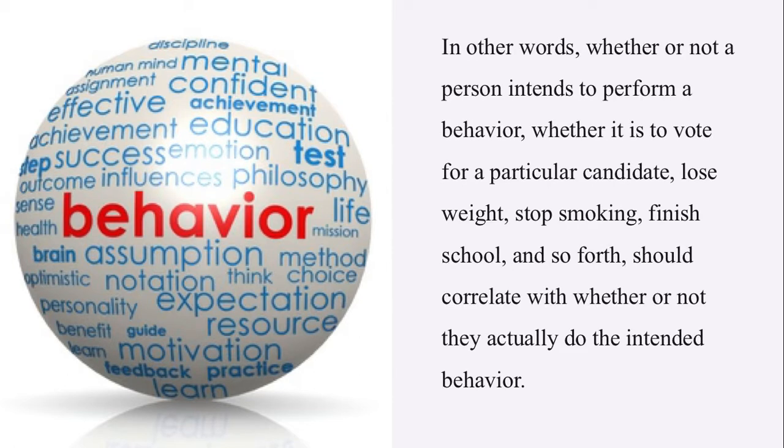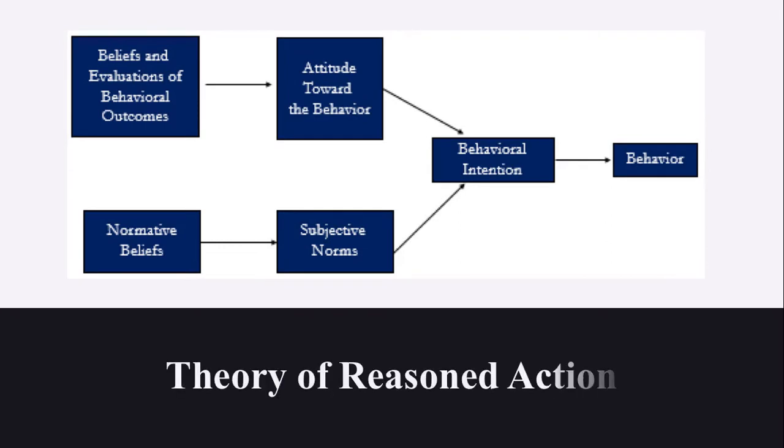In other words, whether or not a person intends to perform a behavior, whether it is to vote for a particular candidate, lose weight, stop smoking, finish school, and so forth, should correlate with whether or not they actually do the intended behavior. So we see that intentions are the missing variable. As this more elaborate model depicts, there are two predictors of behavioral intentions: attitudes and subjective norms.